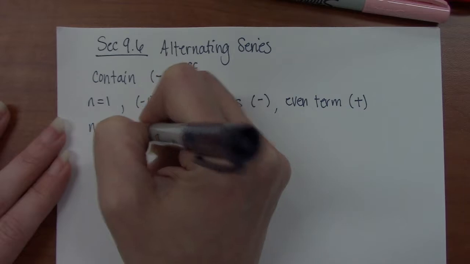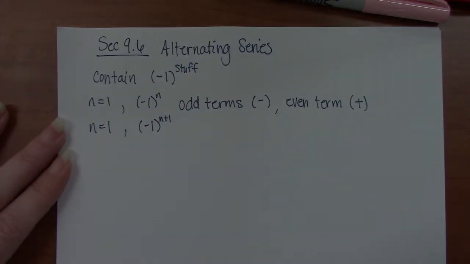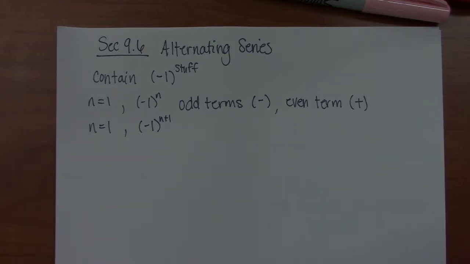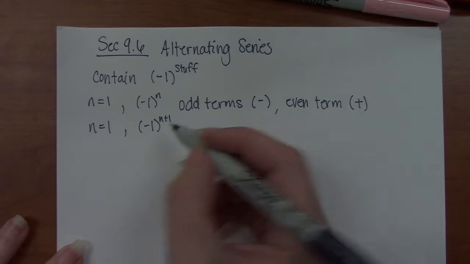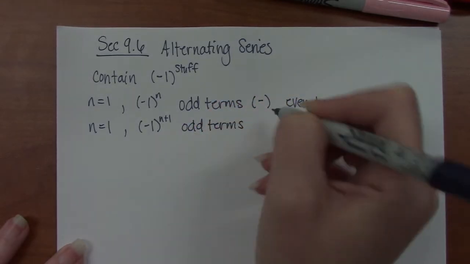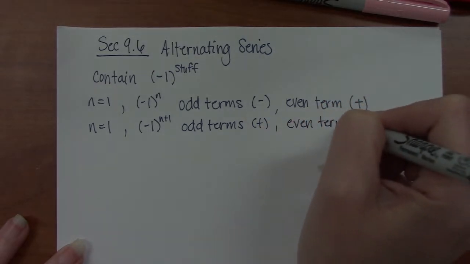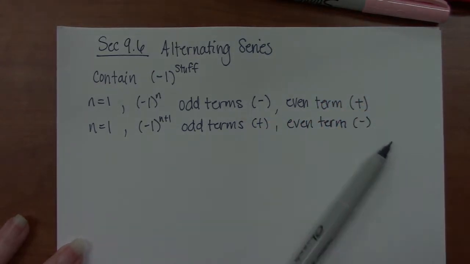But if we have -1 to the n plus 1, right, what that does is it shifts the negative sign over one place. So if you've got this situation, now the odd terms will become positive and the even terms will become negative. So remember, when I'm saying odd and even, I mean the even ordered terms.